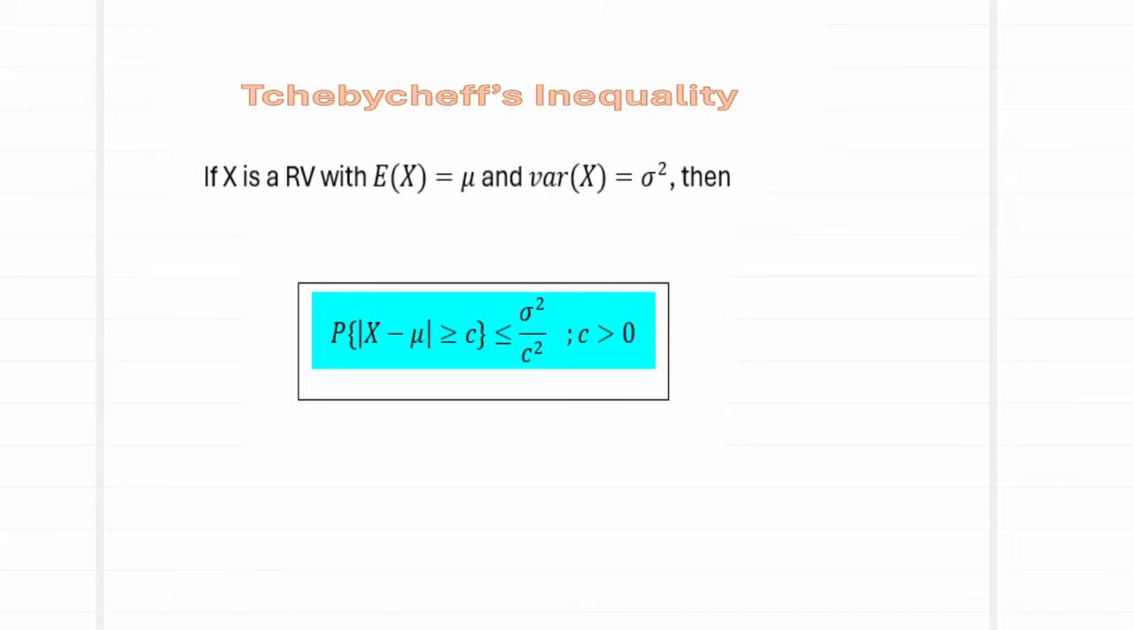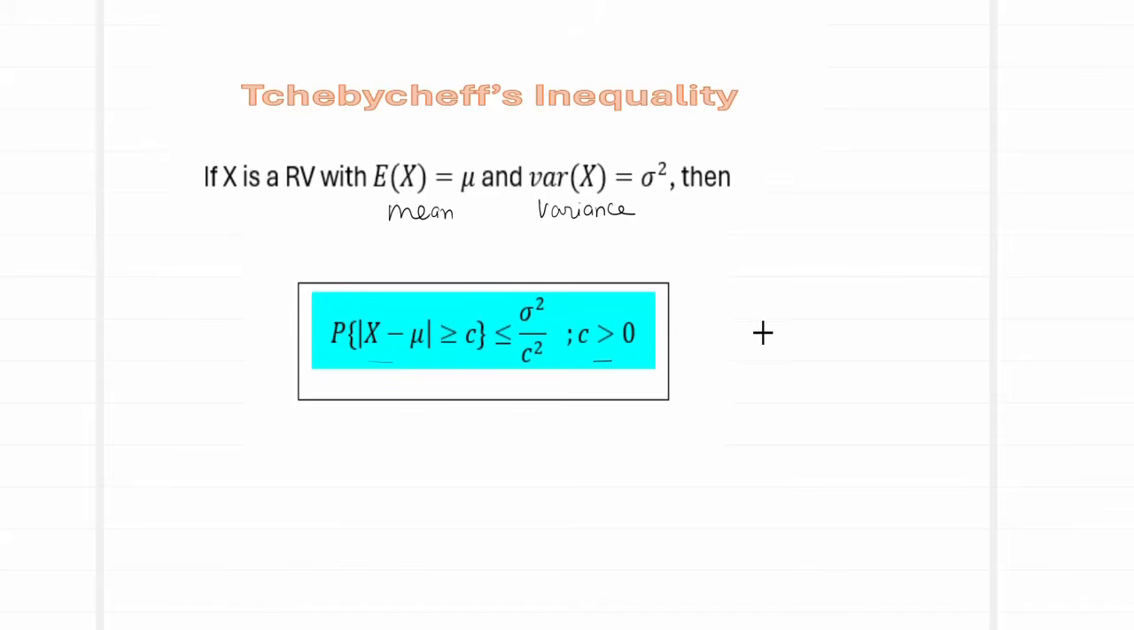Chebyshev's inequality statement goes like this: if x is a random variable which has mean E of x equal to mu and variance of x equal to sigma square, then the probability of modulus of x minus mu greater than or equal to c is less than or equal to sigma square by c square. Mu represents the mean of the data and sigma square represents the variance of the data. Keep in mind c is greater than 0.